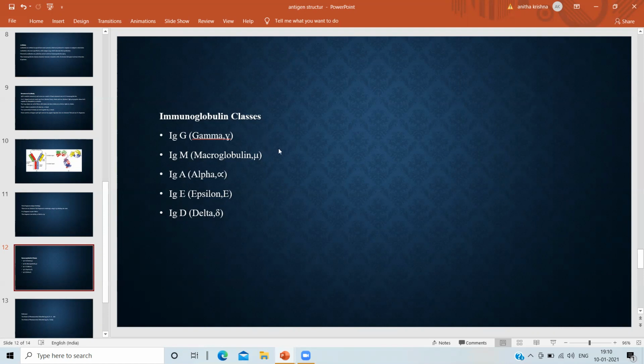Now comes your IgE. IgE is nothing but epsilon, also called reagin, R-E-A-G-I-N. In serum, the molecular weight is 190,000 Daltons, and the half-life is 2 to 3 days. It is distributed extravascularly and produced by a very small portion of plasma cells living in the intestine and respiratory tract. These IgEs are specially involved in allergic reactions. They produce histamines, and they try to prevent allergic reactions in the human body.